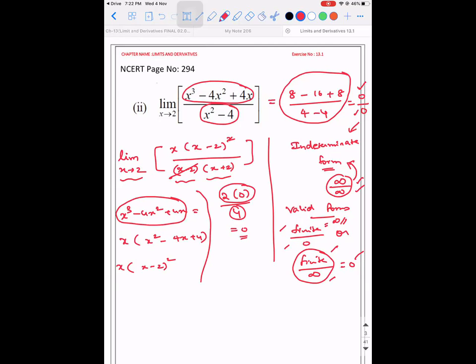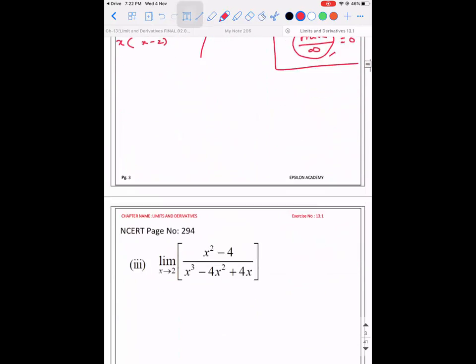So whenever you get this so-called indeterminate form, what are we supposed to do? You need to simplify the numerator and denominator and cancel the common terms and then proceed. I hope this problem is clear. Yes, sir.